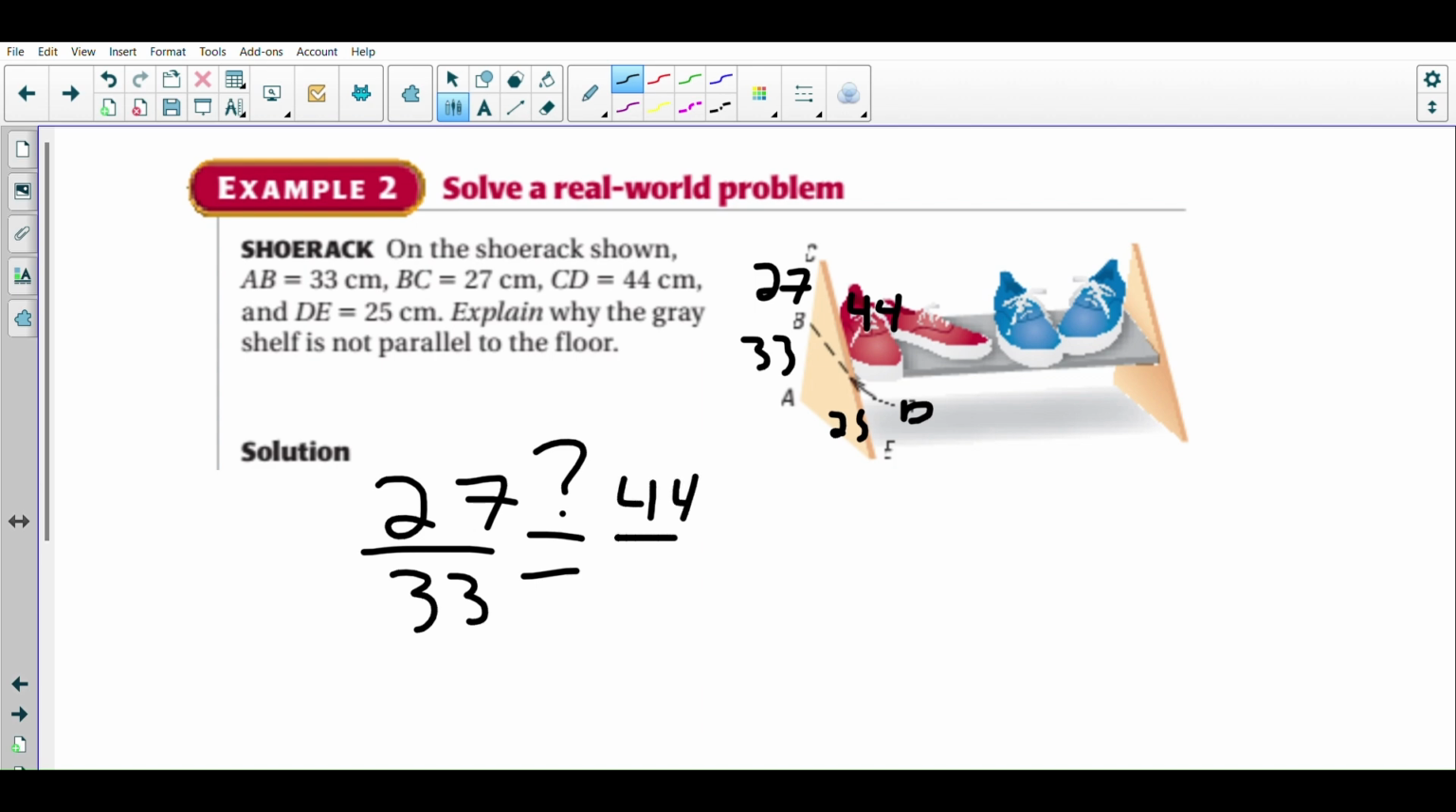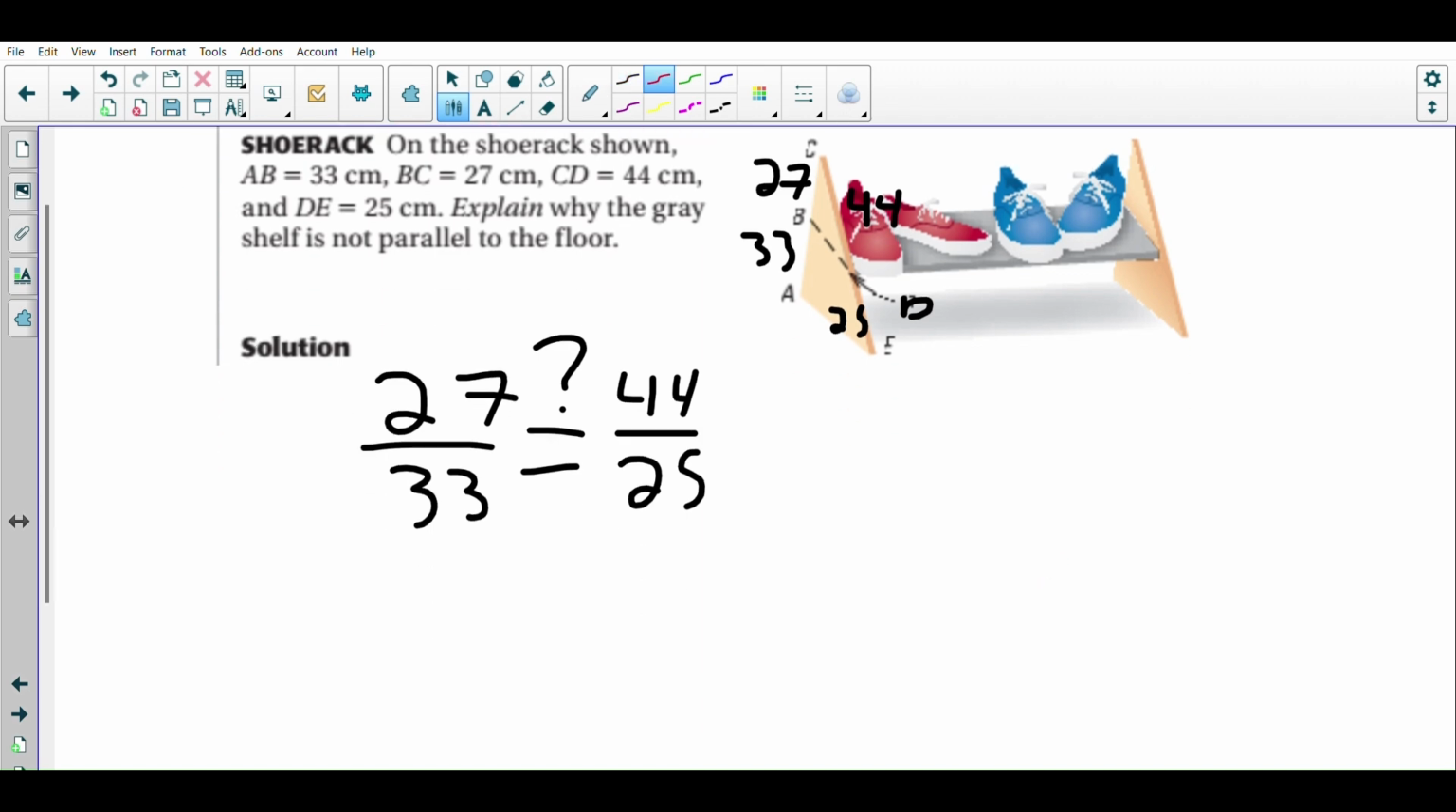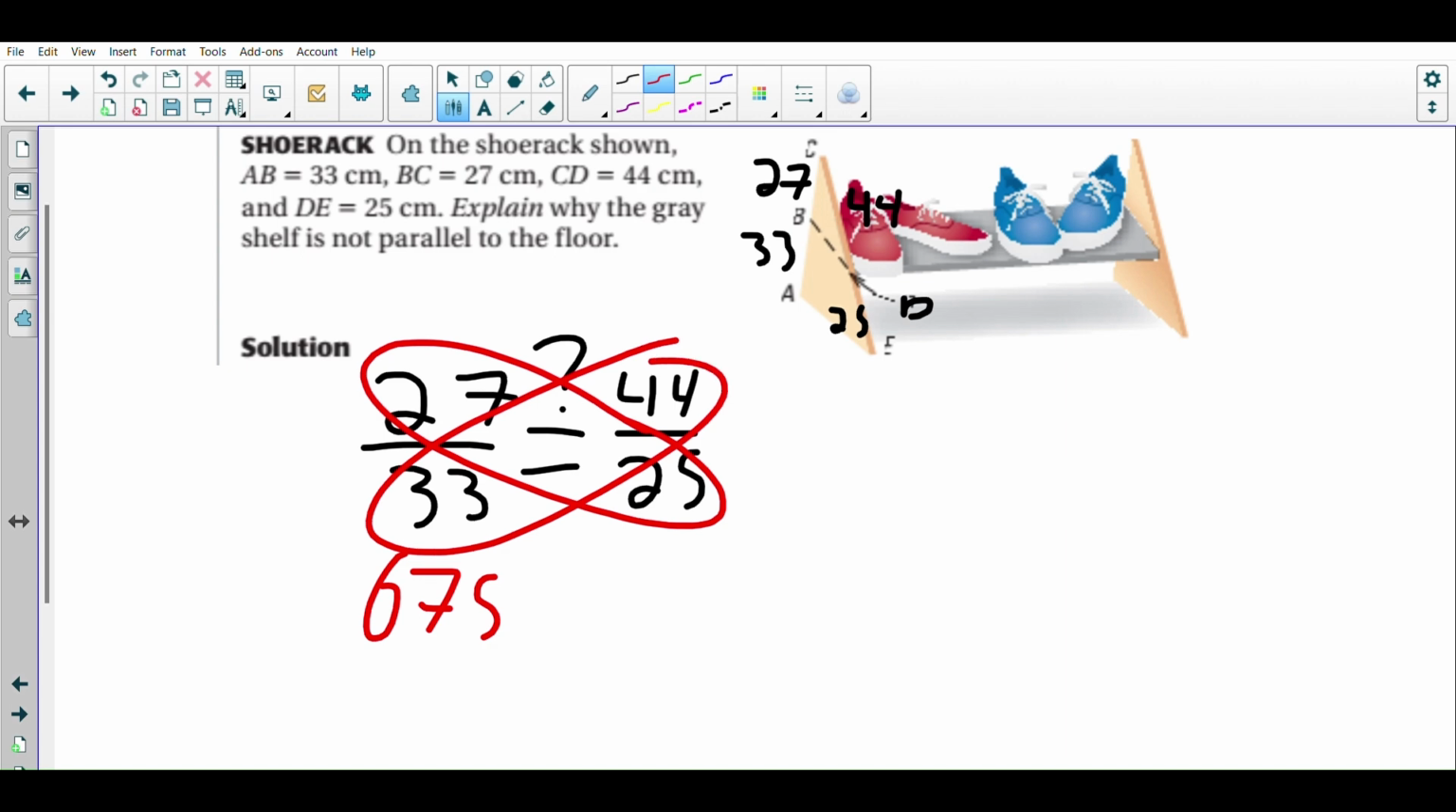44 over 25. Now to check proportionality, remember, all we have to do is cross multiplication. So if we cross multiply, 27 times 25 is 675, and then 44 times 33 is 1,452. Those are not equal, and that's why they are not parallel. So that's why the gray shelf is not parallel to the floor.